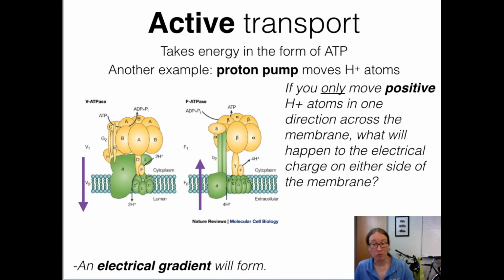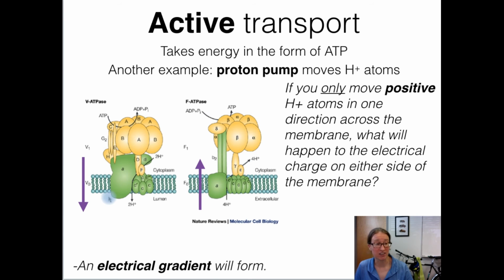I do want to note one other really cool case of active transport, which is accomplished by the protein that's illustrated here, which is the active transport of hydrogen atoms, aka protons, against their concentration gradient. What I want you to think about is this question here. If a cell only moves positive hydrogen atoms in one direction across the membrane, what do you think will happen to the electrical charge on either side of this membrane?